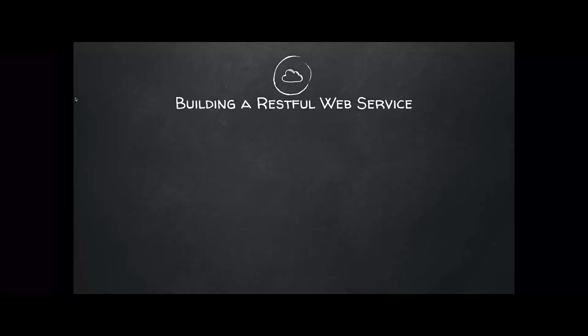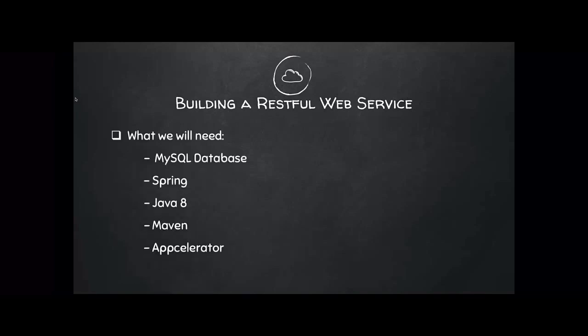So building RESTful web services, this is what we're going to do today. So what do we need to begin? Well, we need a MySQL database so that we have a database to store our product catalog information. We built this way back, I think, in episode 2 or 3. Spring, we are continuing to use the Spring framework for our applications. We're going to use a combination of Spring Data and Spring MVC to communicate back and forth with our data. We're also going to do all this with Java 8 and Maven. The mobile piece of this, we're going to continue to use Appcelerator from our previous presentations.